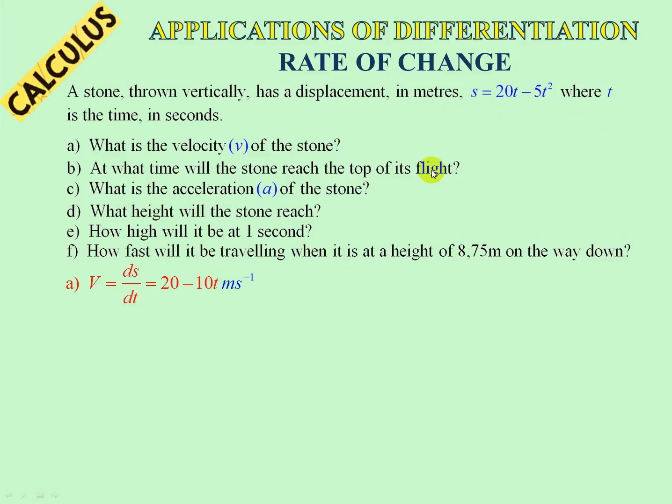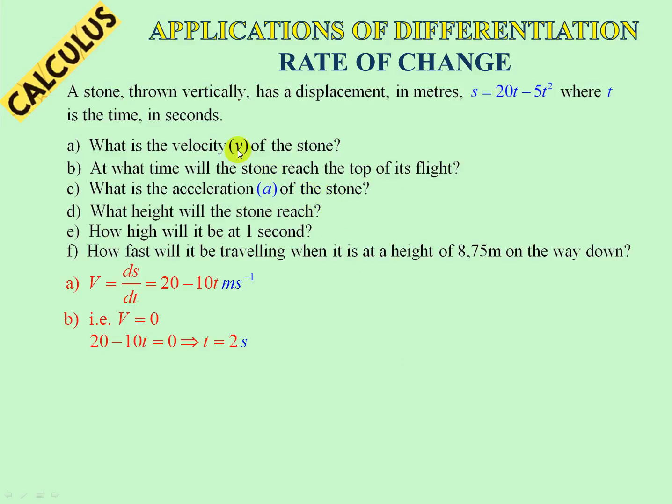At what time will it reach the top of its flight? Well, consider you throw the stone up, slower, slower, slower, it stops and then it comes down. What's its speed at the top? Well, it stops. So speed is 0. So we must put speed equal to 0 to get the time for the top of the flight. There we are. Speed equals 0. 20 minus 10t equals 0. Solve for t. t equals 2.